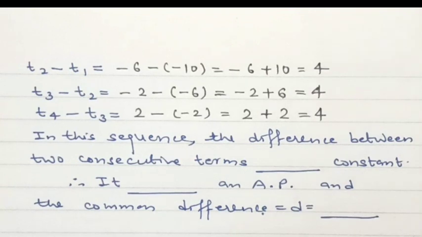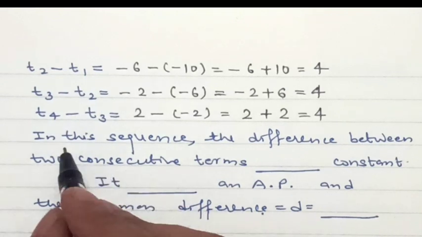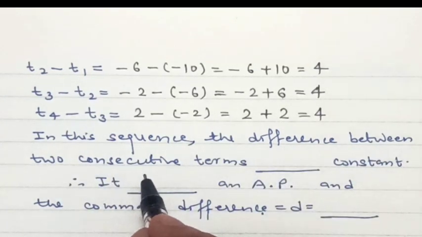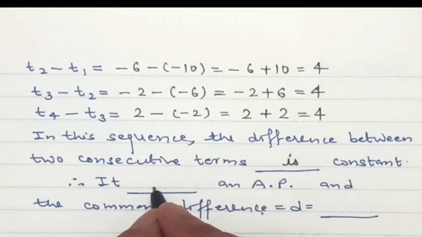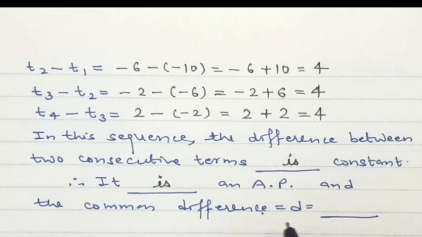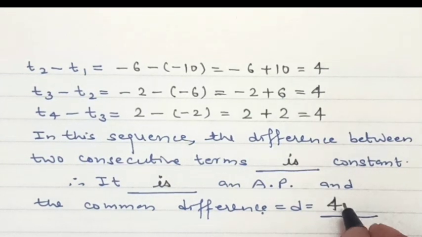With the above differences, you can see everywhere you are getting constant difference. So write in this sequence, the difference between two consecutive terms is constant. So it is an AP. The common difference D will be equal to 4.